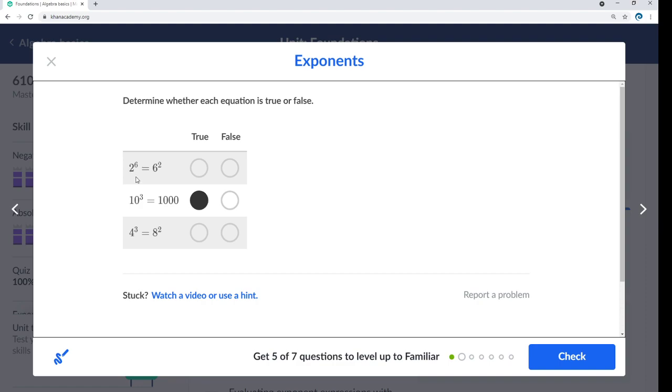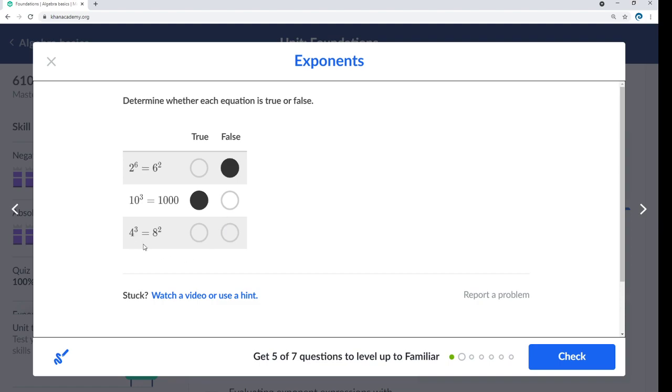2 times 2 is 4. Didn't I just do this earlier? Isn't this 64? 2 times 2 is 4, times 2 is 8, times 2 is 16, times 2 is 32. So that's 64. And then I think 6 times 6 is 36. So they're not equivalent.